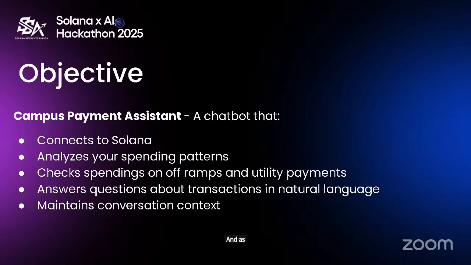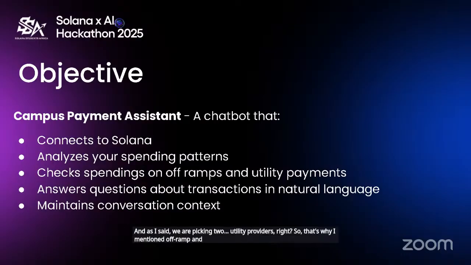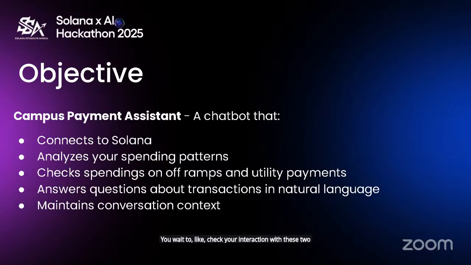And as I said, we are picking two utility providers, right? So that's why I mentioned off-ramp and utility payments. So we have a way to check your interaction with these two products and their addresses, and see, okay, you spend a lot paying for electricity. Maybe you consume a lot of electricity, right? Or you off-ramp a lot every Saturday? Are you a party person? Do you always like getting it on Saturdays? So stuff like that is the aim of Nebula.